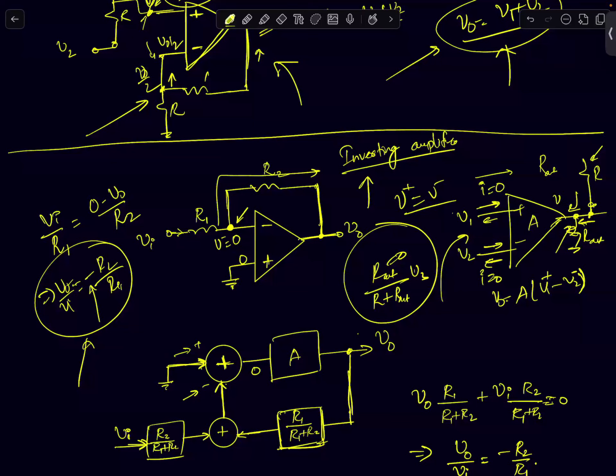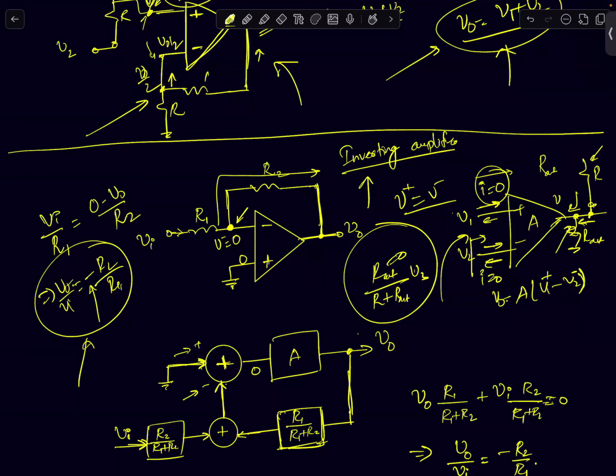Okay, input impedance is infinity, or the current is 0. So these are the properties. I'll revisit these properties again in the next lecture. But once you get these properties in just 2-3 lectures, then you can very easily analyze op-amp circuits. Just by looking at them, you'll be able to solve the circuits.